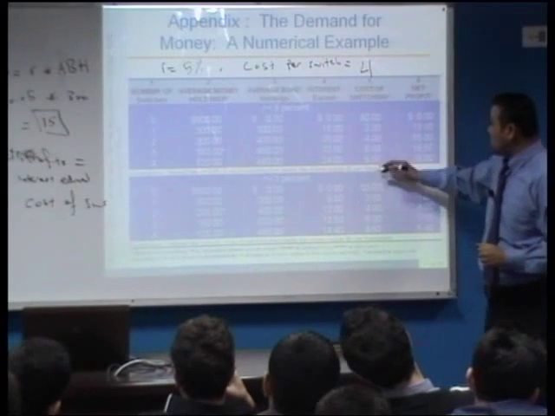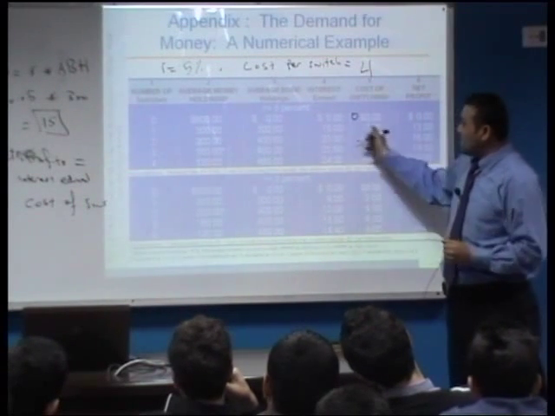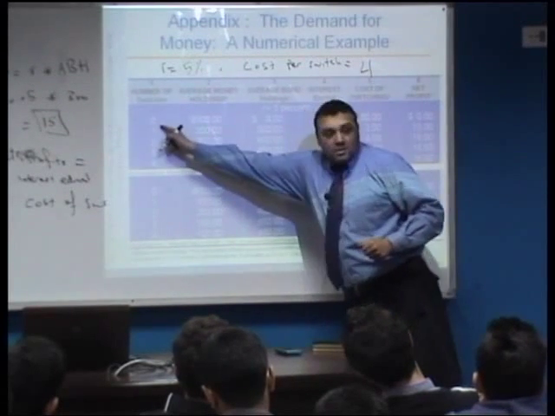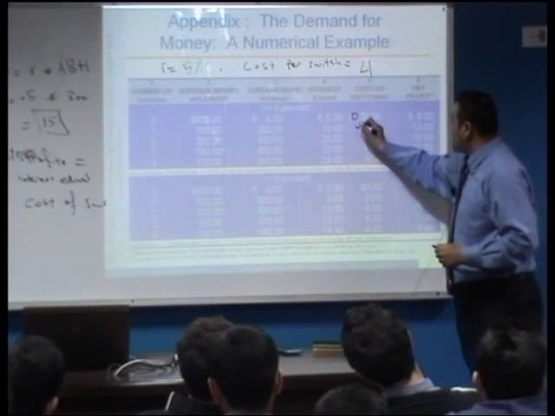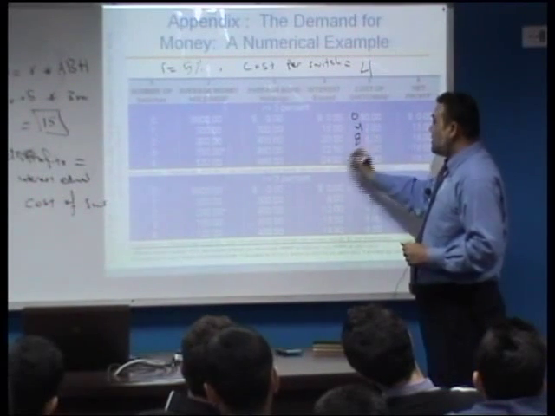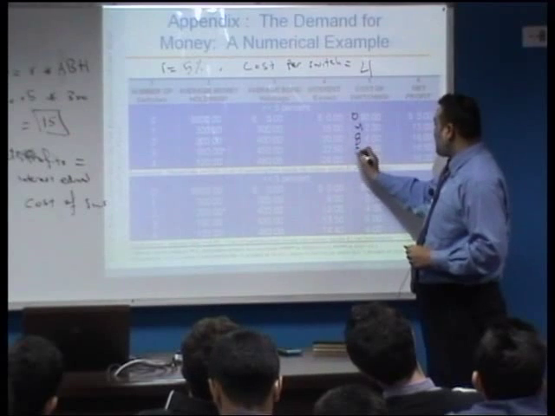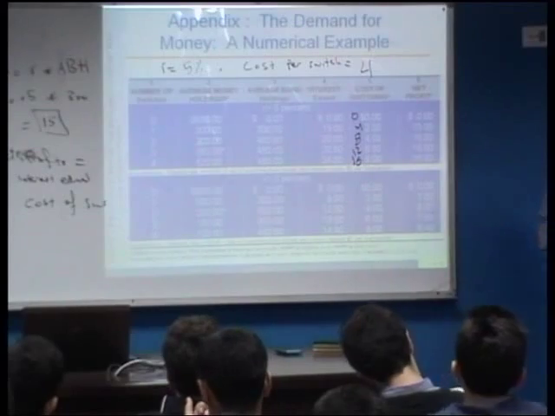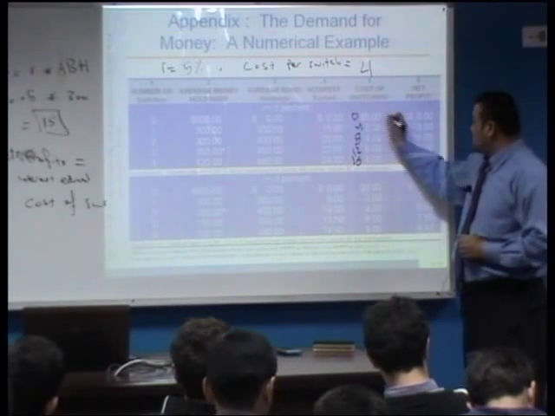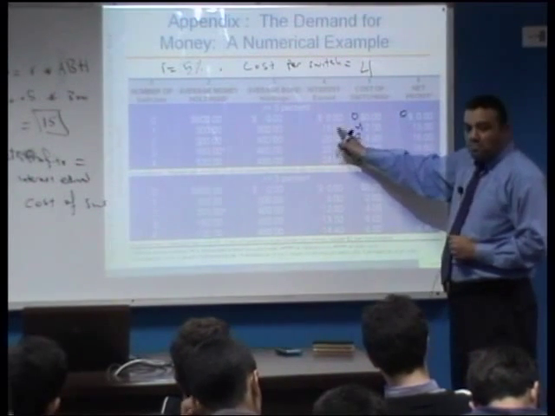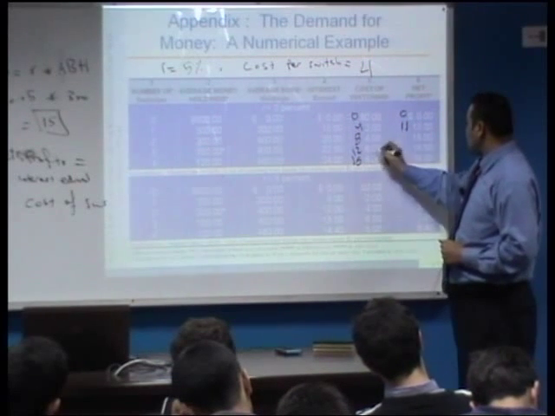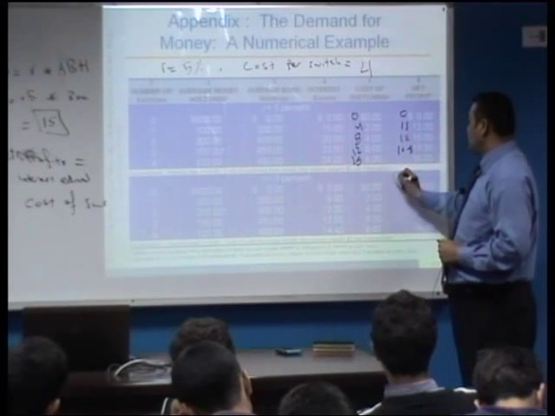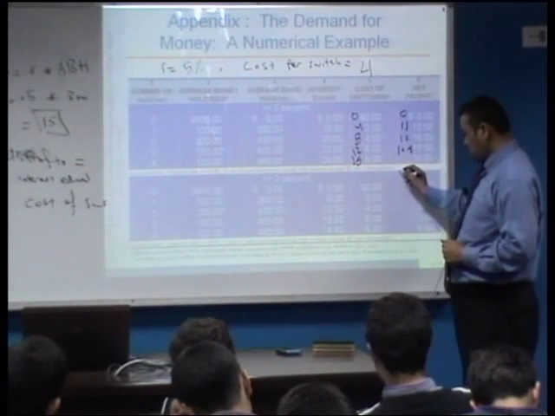The cost of switches in the first case equals 0. In number 2, the cost of switching equals 1 times 4, so it should be 4. Then 2 times 4, 8. 3 times 4, 12. 16, right? So the new net profit equals how much? 0 minus 0, 0. 15 minus 4, 11. 12. 10.5. And the last case, 8.